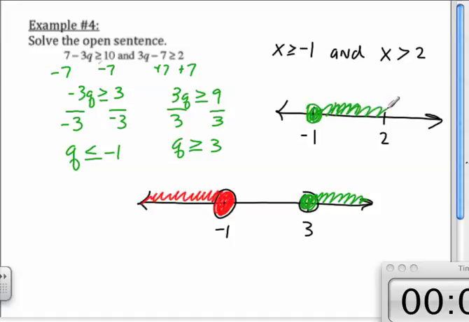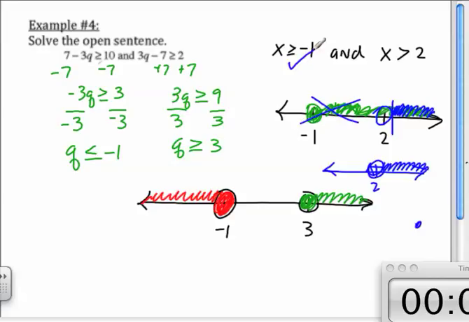To graph the second one, I've got a circle around the 2. It can't be that, but it has to be greater than 2. So it's only this portion where they overlap. So the graph of the answer would look like this. 2 with a circle around it and shaded to the right. I can't include this part because it only solves this one. But this part solves this one and this one.